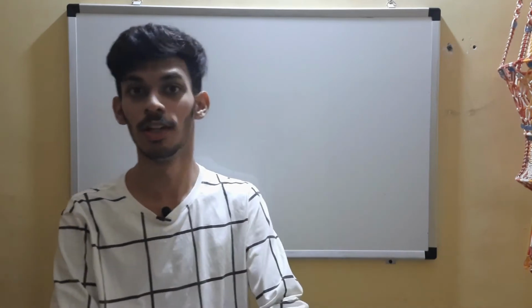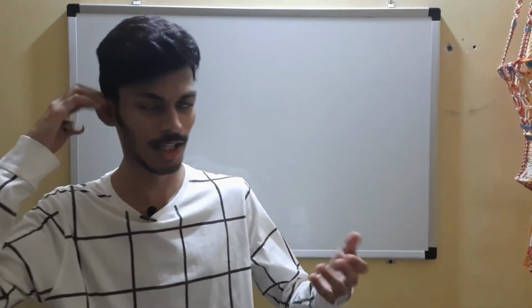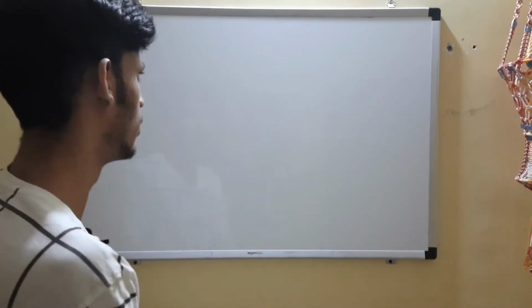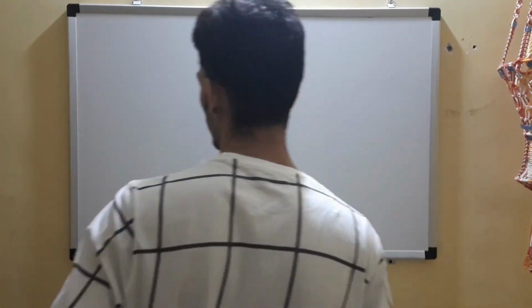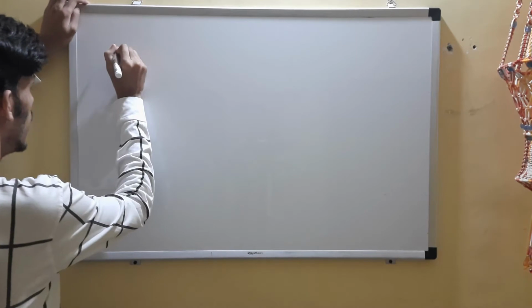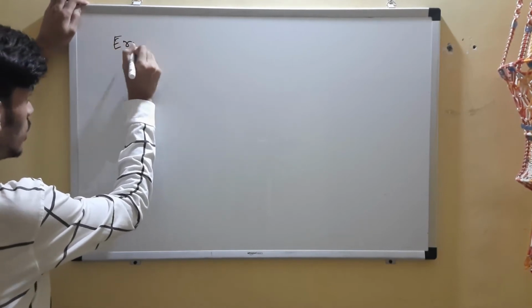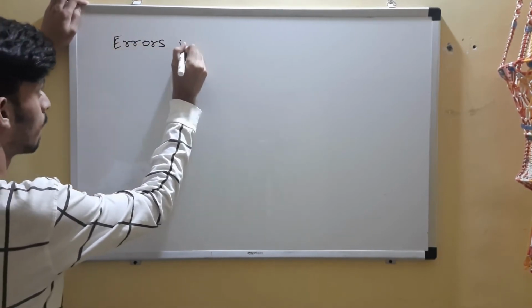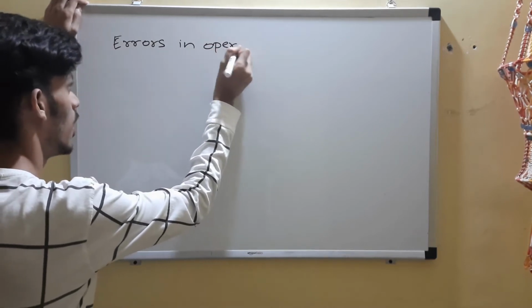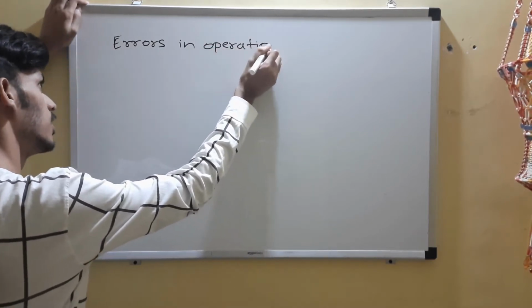Now the next topic is about errors in operation. So we are going to add two numbers with errors, then we'll see what happens to the errors. We are going to multiply two quantities with errors, see what happens to the error, divide two quantities with error, and see what happens to the final error. So errors in operation: what happens when we add two quantities having errors.